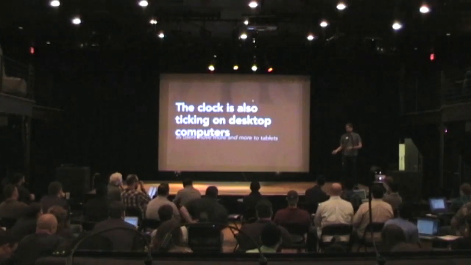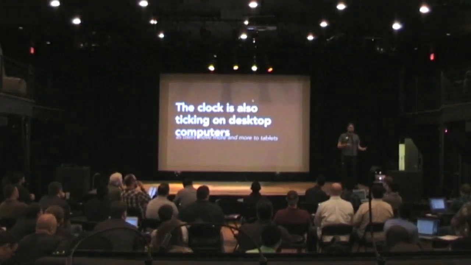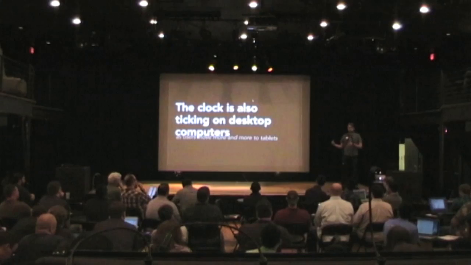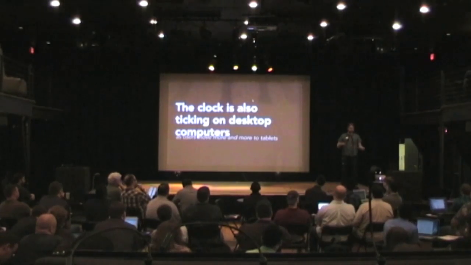The clock is also ticking on desktop computers. Tablets are picking up more and more of this slack from desktop computers, and what is actually being defined as a tablet is becoming more and more loose. Look at something like the Surface, which is essentially a laptop with a touch screen instead of a mouse. You have things like the Chromebook Pixel, which is a laptop with a touch screen. So the lines are getting blurred between what is a tablet, what is a laptop, what uses a mouse pointer, and what uses a touch screen primarily as its input.